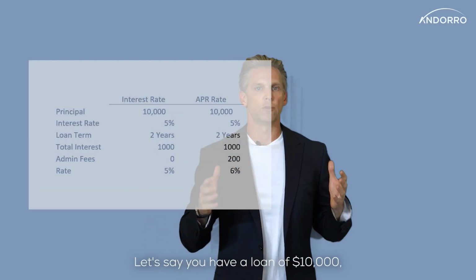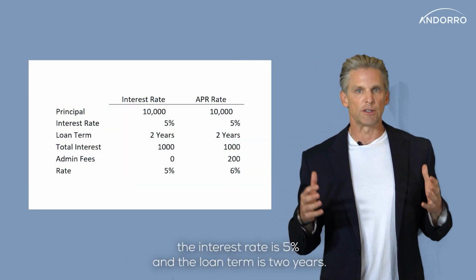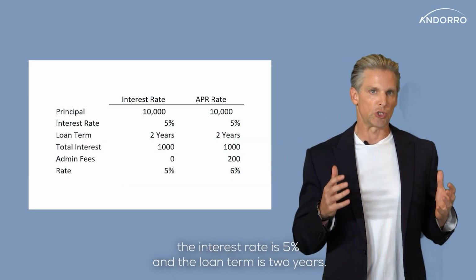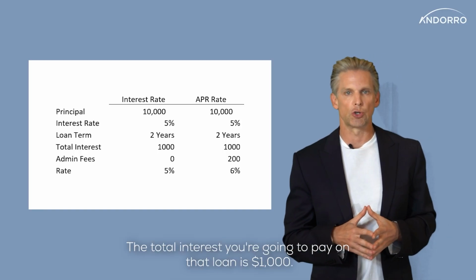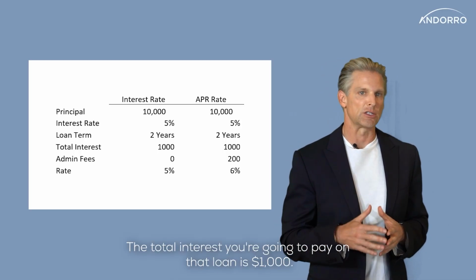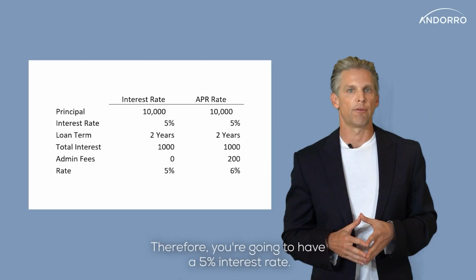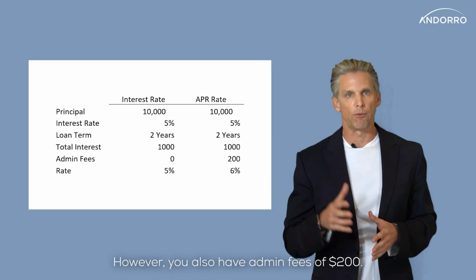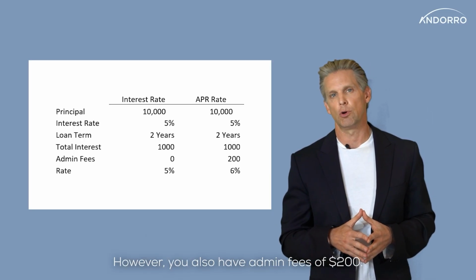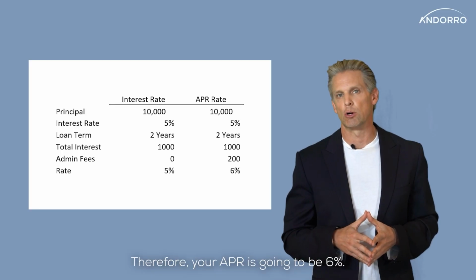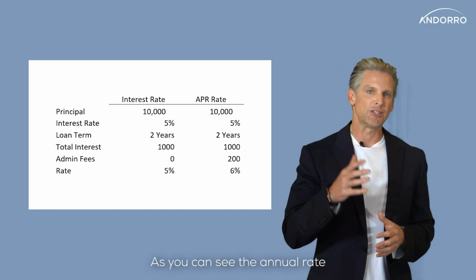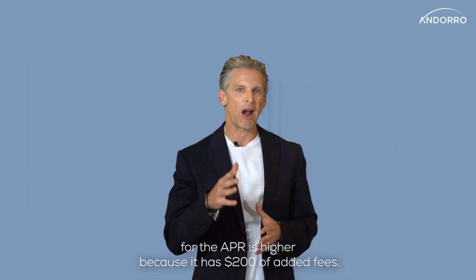Let's look at an example. Let's say you have a loan of $10,000. The interest rate is 5% and the loan term is 2 years. The total interest you're going to pay on that loan is $1,000. Therefore, you're going to have a 5% interest rate. However, you also have admin fees of $200. Therefore, your APR is going to be 6%. As you can see, the annual rate for the APR is higher because it has $200 of added fees.